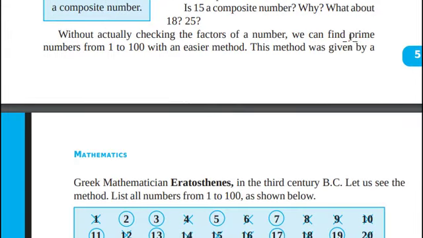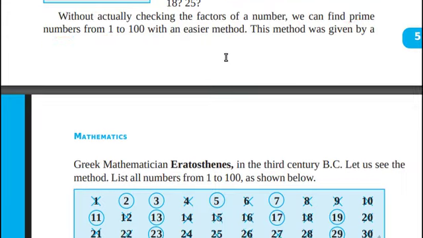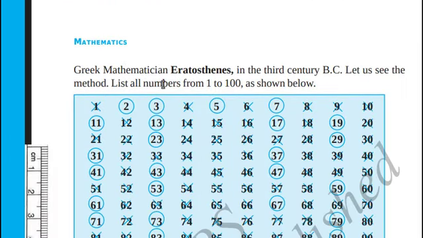We can find prime numbers from 1 to 100. We can also find prime numbers more than 100 with an easier method. This method was given by the Greek mathematician Eratosthenes in the 3rd century BC. Now let us see how this works.